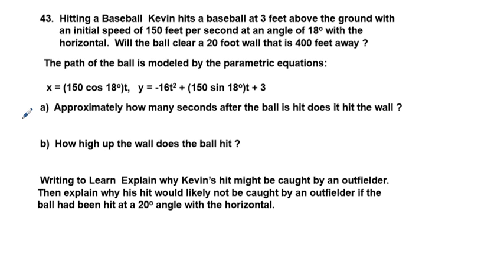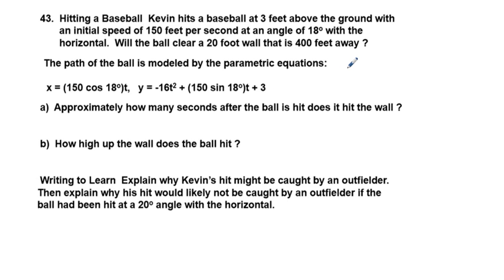Now we get to 43, hitting a baseball. Kevin hits the baseball at 3 feet above ground with initial speed 150 feet per second, at an angle of 18 degrees with the horizontal. Will the ball clear a 20-foot wall that is 400 feet away? Well, we're given our parametric equations right here for x and y.